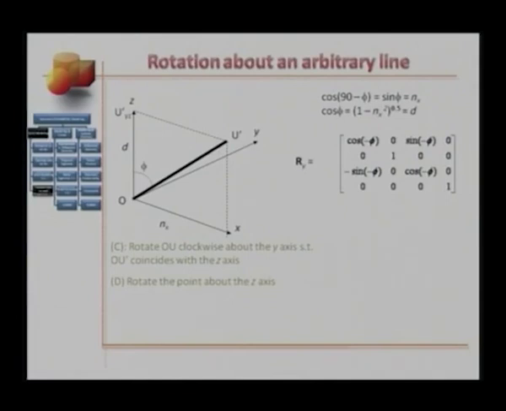Once we have the line coinciding with the z-axis, all we need to do is perform the requisite rotation about the z-axis by, let's say, a desired angle alpha. We know the rotation matrix for that. Rz is cosine of alpha, minus sine of alpha, 0, 0, sine of alpha, cosine of alpha, 0, 0, 0, 0, 1, 0, and 0, 0, 0, 1.